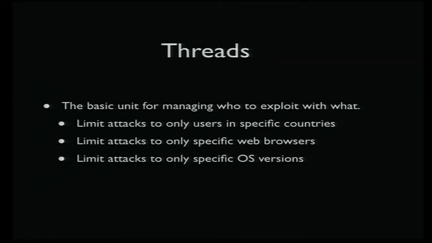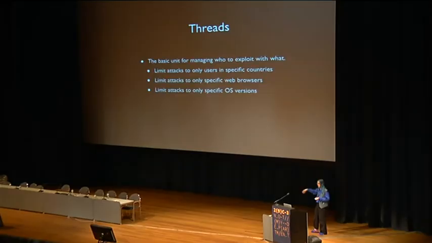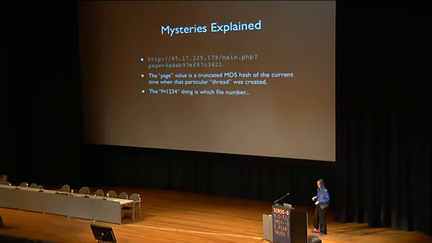It's basically like, if you're doing some malicious advertising or some spam thing, and you only want people from Chile to actually be exploited, you have a specific thread ID, which is this random-looking number. You send that out in your spam, and then basically everybody comes in.